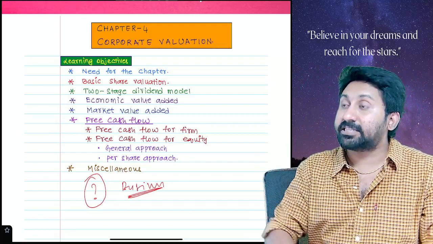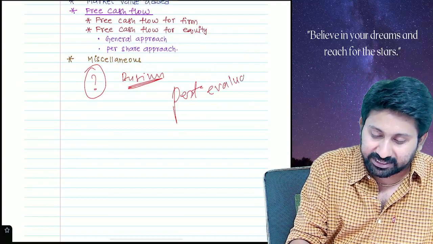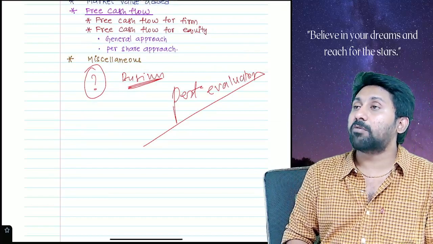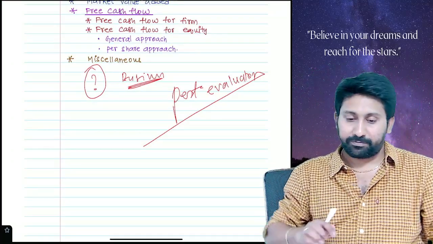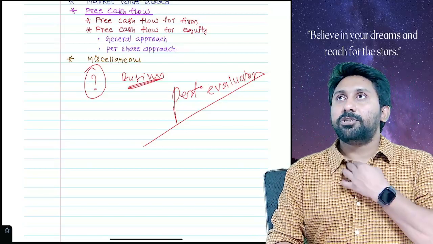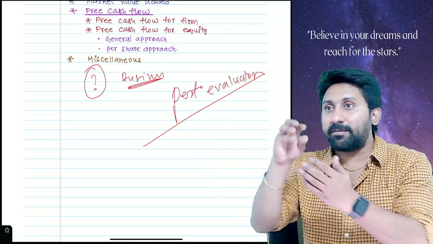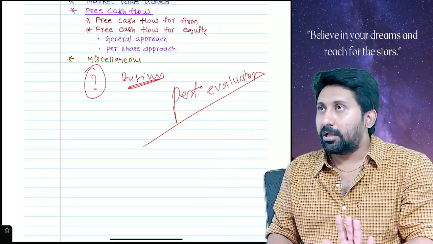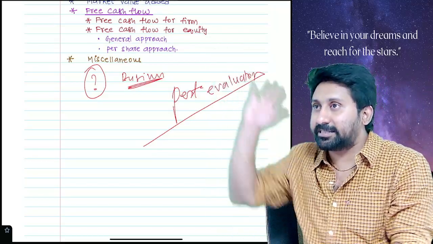And this chapter is a performance evaluator. Sir, what do you mean by performance evaluator? Listen. Whenever shareholders put their money, they will think about two things. Number one, they should get the expected earnings. Number two, they should have the expected price.